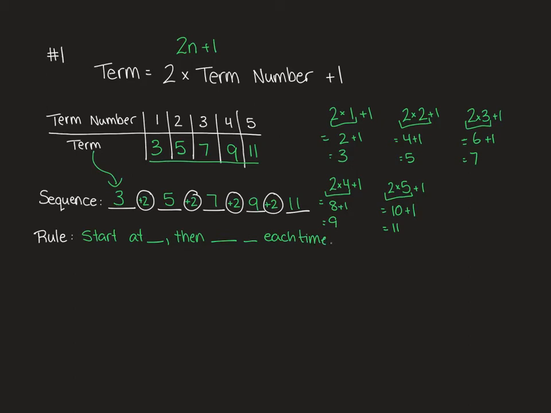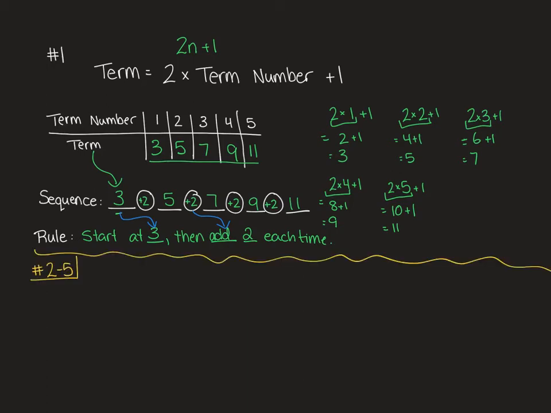So for this one, we go, okay, we start at 3, and then we add or subtract. Well, we add, and how much do we add each time? We add 2. So for our first blank here, it's whatever our first term is, and then our gap tells us whether we add something or we subtract something and how much. So this is what you'll be doing for each of the different questions in question 1.